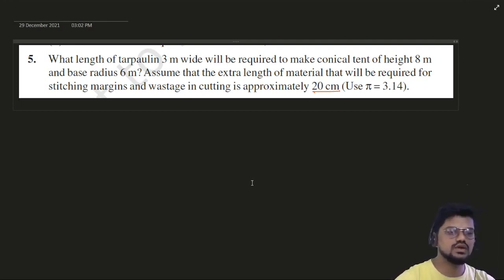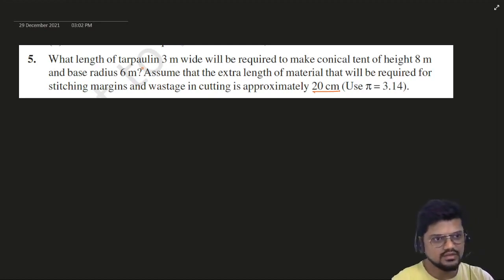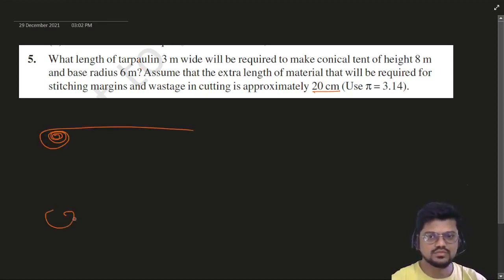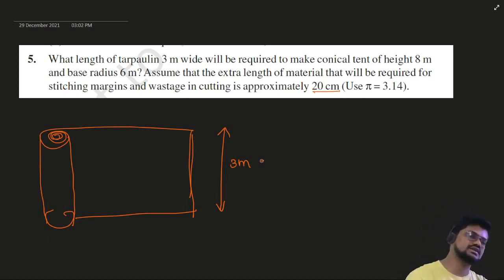So when you go to a store and purchase a tarpaulin, it cannot come in any size whichever you ask. It will be 3 meter wide only. It will be in rolls like this, and this width will be 3 meter. Are you getting it? That is of that plastic sheet.